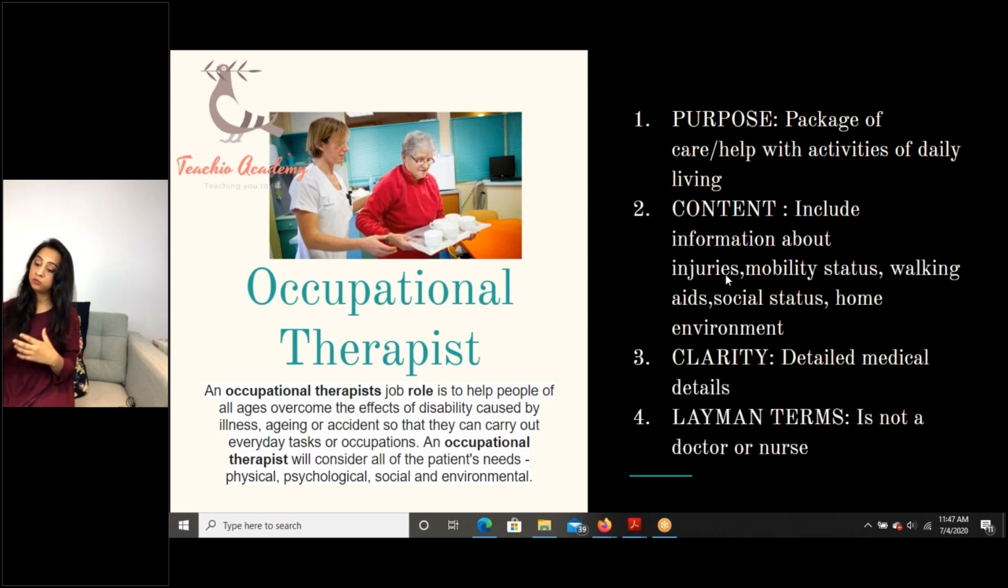Again, layman's terms do need to be described a little bit. So guys, if you understood the difference between an occupational therapist and a physiotherapist, please type in yes. And if you've understood how we would tailor a letter to an occupational therapist versus a physiotherapist, please type in yes as well.